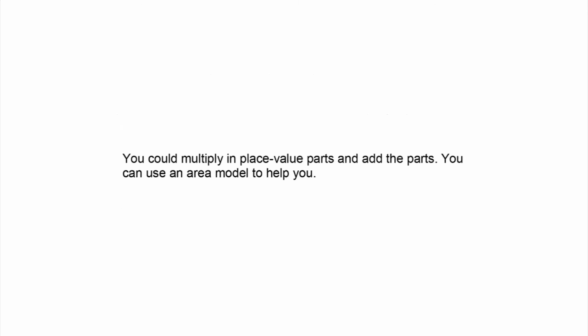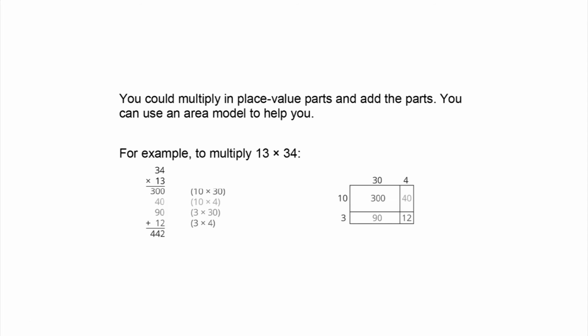You could multiply in place value parts and add the parts. You can use an area model to help you. For example, to multiply 13 by 34, you can see 10 plus 3 is 13, and 30 plus 4 is 34, so we've got 13 by 34. You can do the multiplication in the grid and then add everything all together, and you end up with the result of 442.